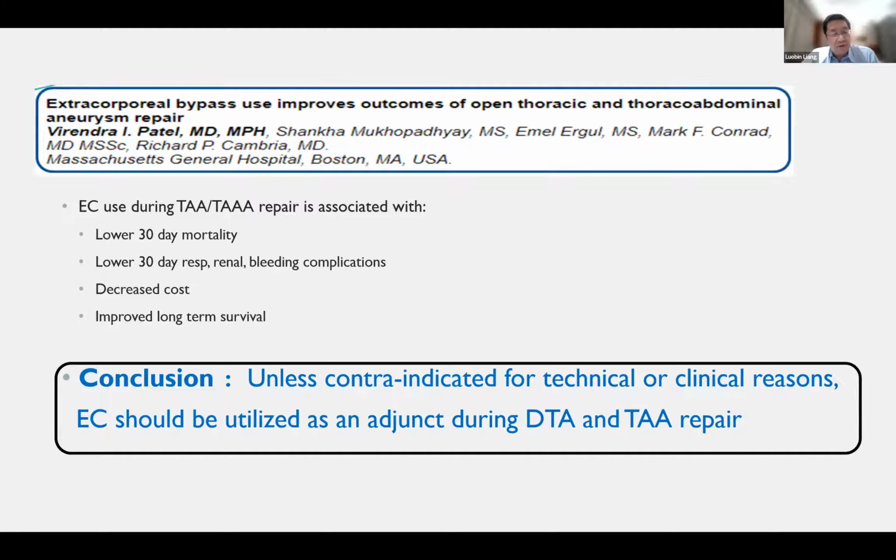Extracorporeal circulation used during thoracoabdominal aortic surgery repair is associated with lower 30-day mortality and lower 30-day respiratory, renal, and bleeding complications. It can also decrease the cost and improve long-term survival. His conclusion is that, unless there is a technical or clinical contraindication, extracorporeal circulation should be utilized as an adjunct during descending thoracic or thoracoabdominal aortic aneurysm repair.